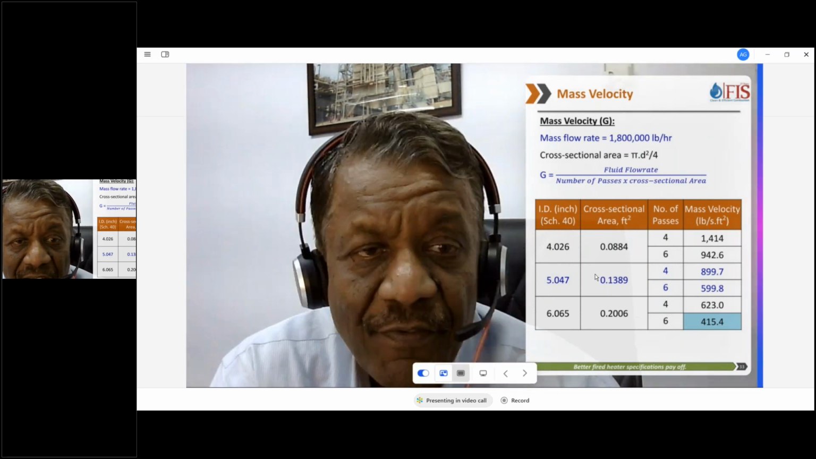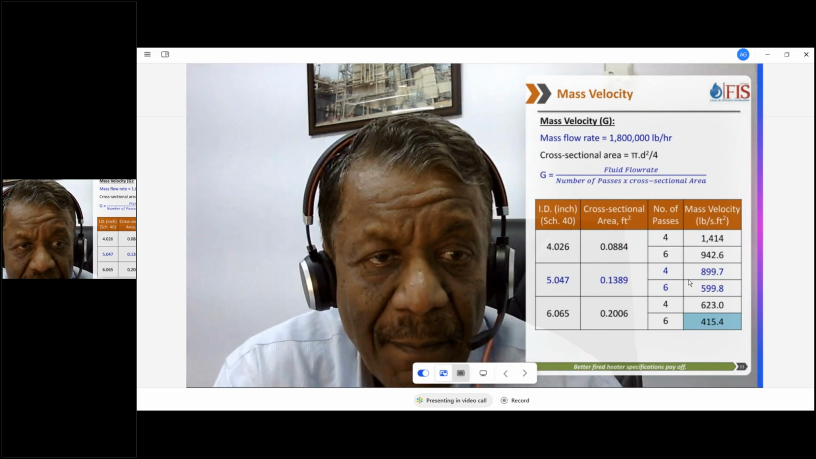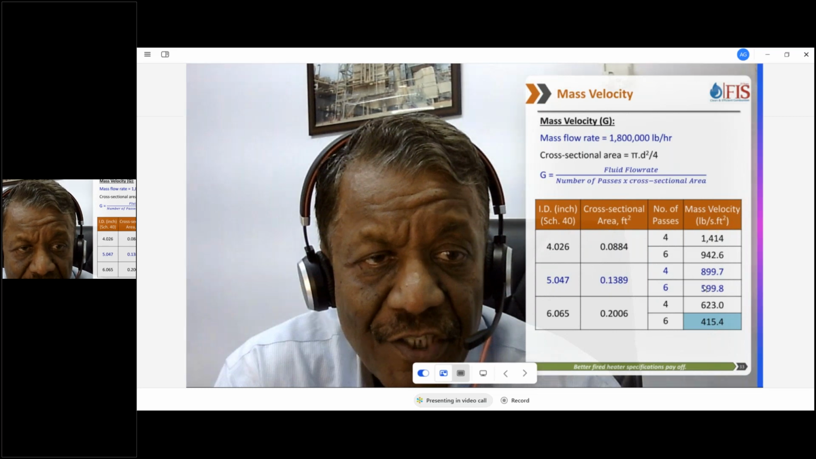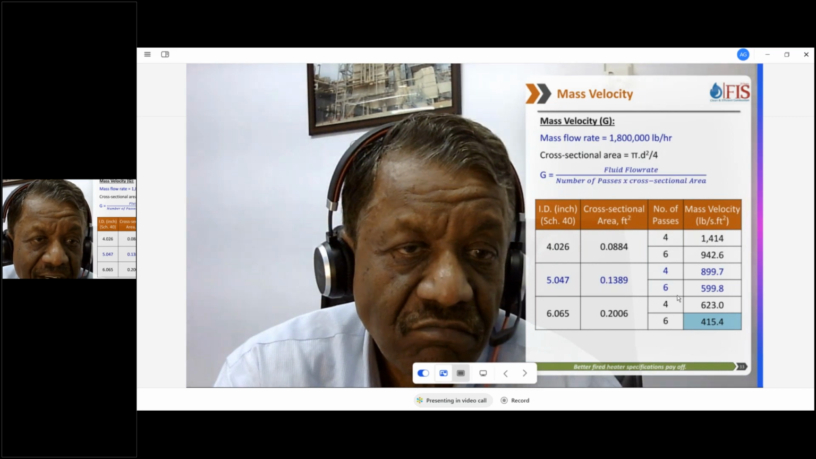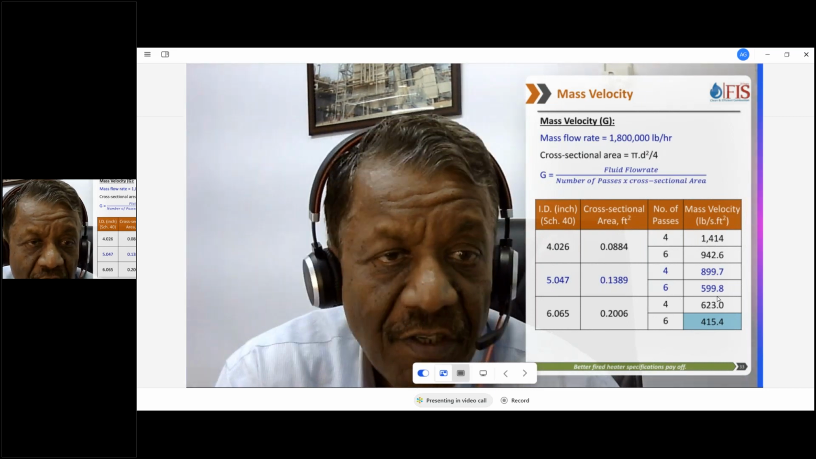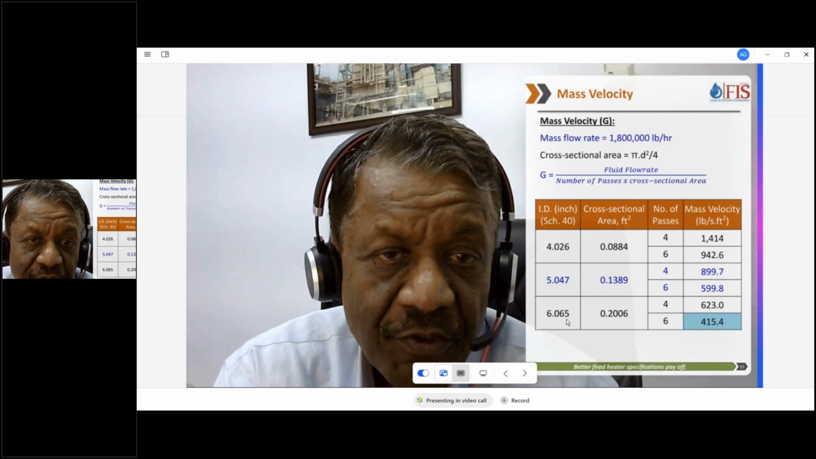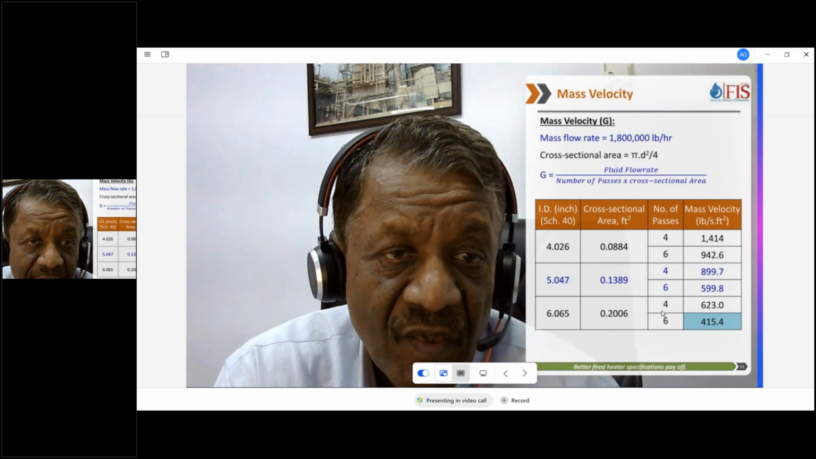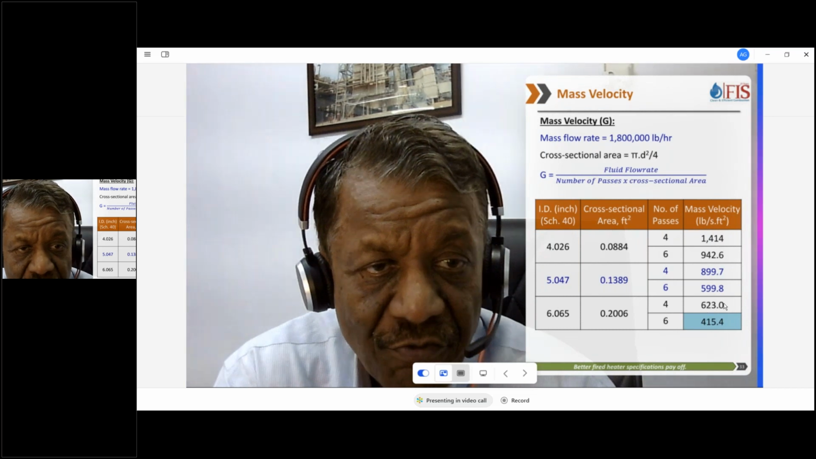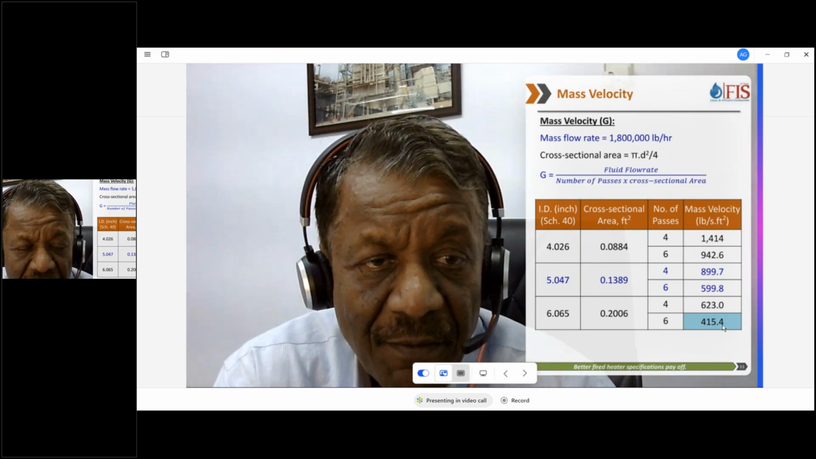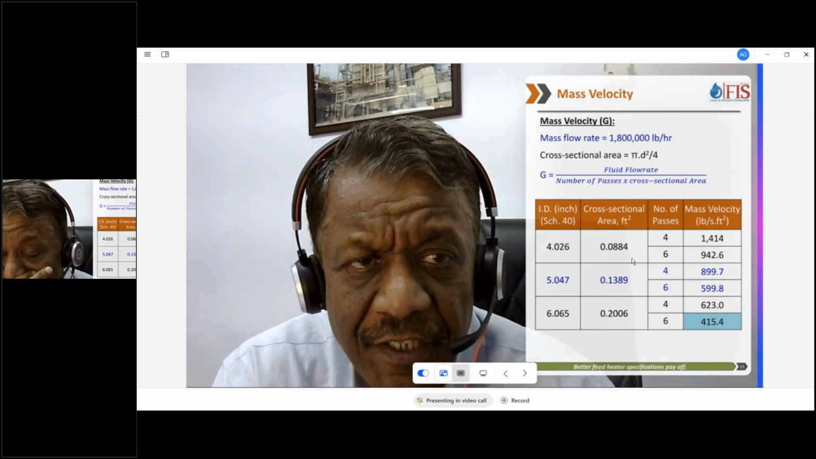So we decided 4-inch pipe is not the way to go forward. Then we went to 5-inch pipe. Again, with 4 passes the mass velocity is 900. 6 passes is about 600. I may have to go to 8 passes, and even 8 passes will be 400 or something. So we said, okay, let's go back. Then we went to 6-inch pipe, and with 4 passes, we get a mass velocity of 623. With 6 passes, we get a mass velocity of 415, which is pretty decent.